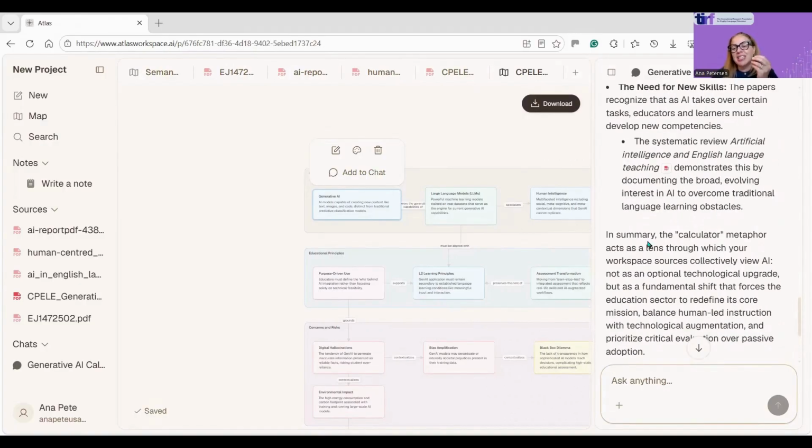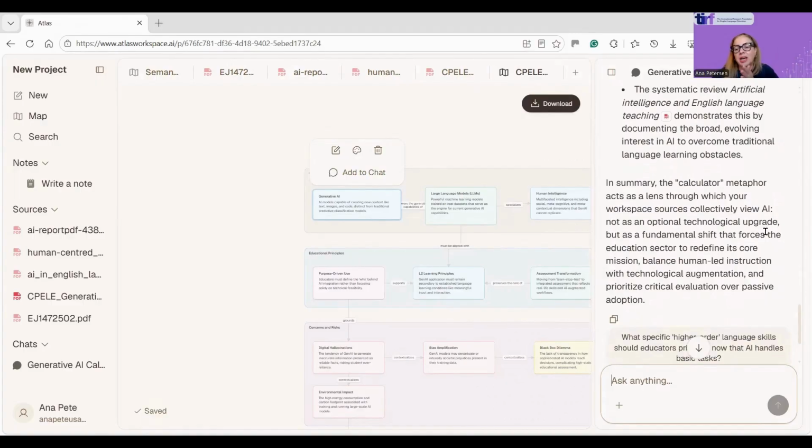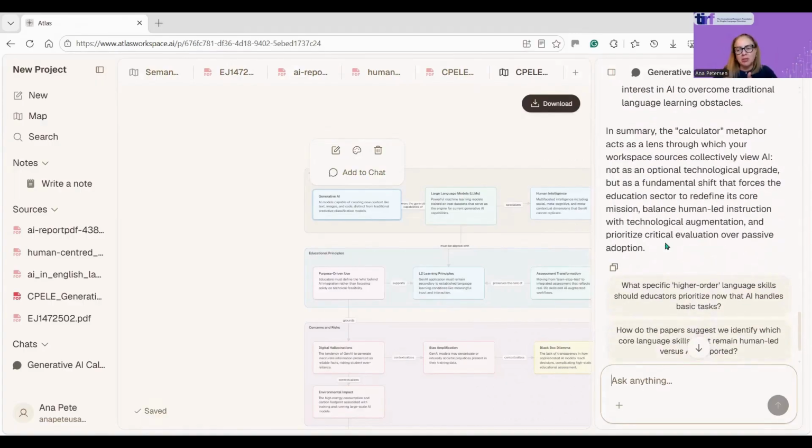So even this in summary, the calculator metaphor acts as a lens through which your workspace sources collectively view AI, not as an optional technological upgrade, but as a fundamental shift that forces the education sector to redefine its core mission, balance human-led instruction with technological augmentation, and prioritize critical evaluation over passive adoption. So you see, it's giving me insights inside the papers.